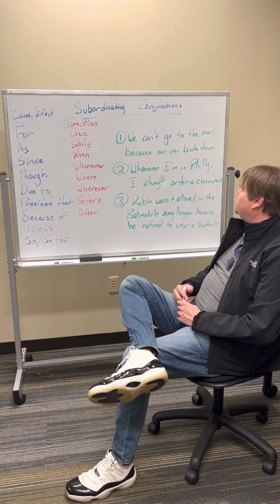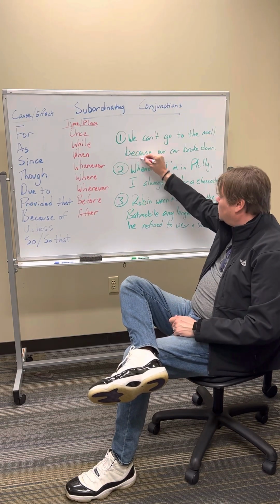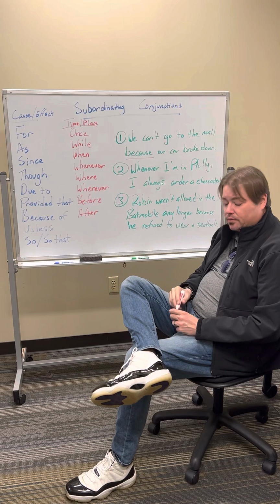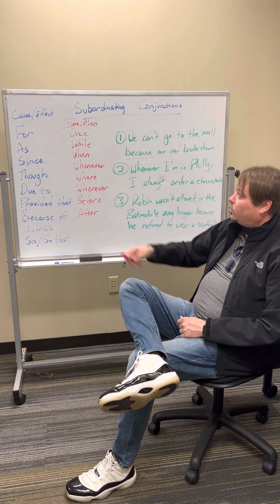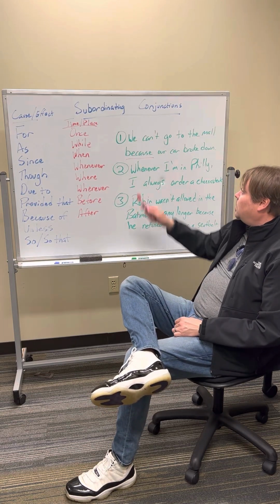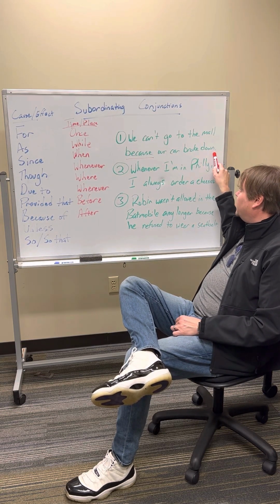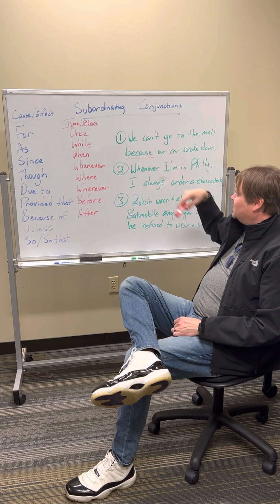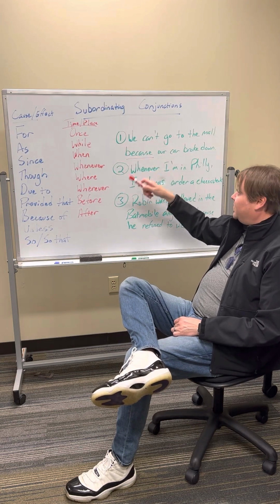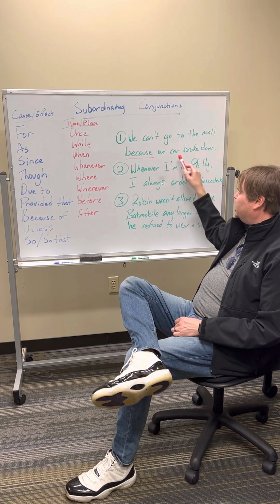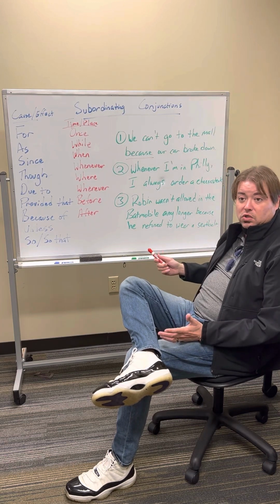We can't go to the mall because our car broke down. So here we have a cause and effect relationship. We can't go to the mall. Our car broke down. Because indicates the cause and effect. Why can't they go to the mall? Well, because their car broke down. All right, simple enough.